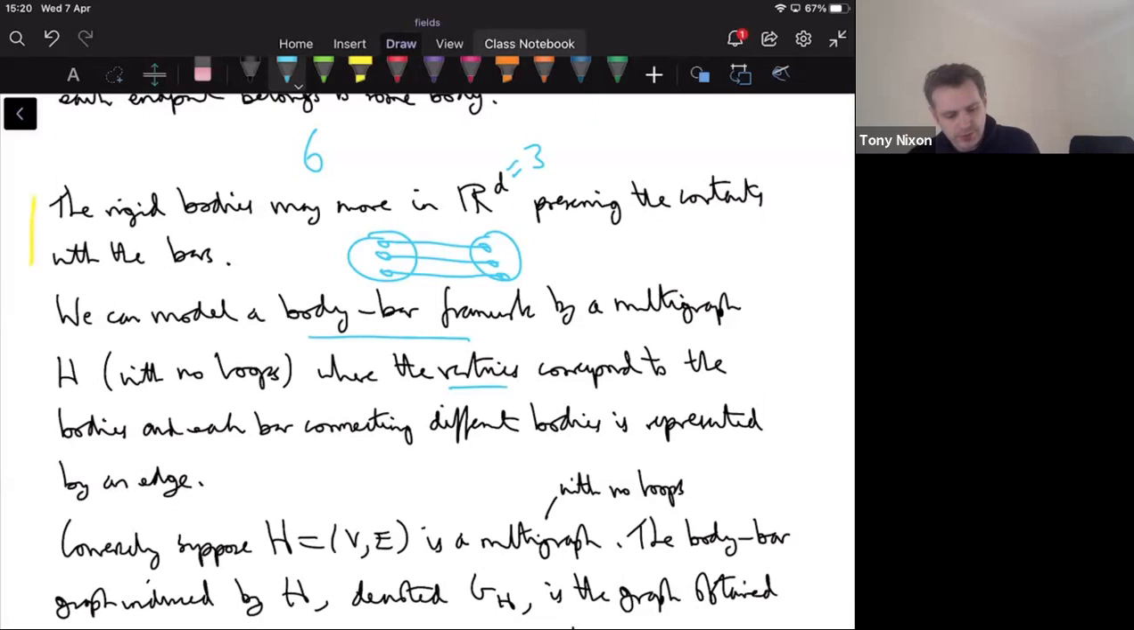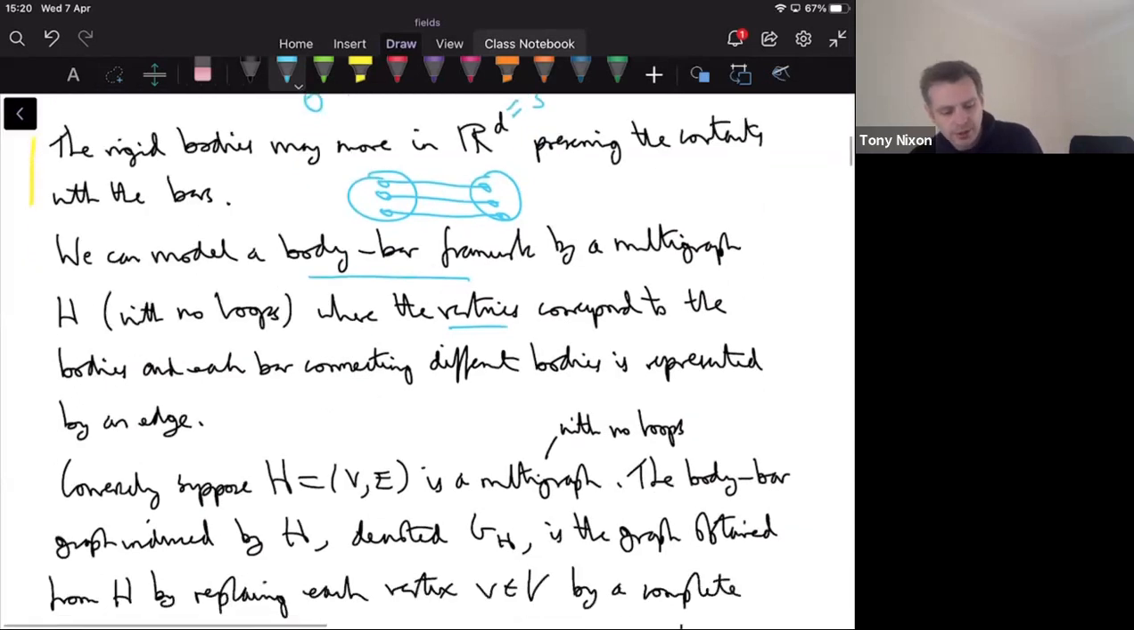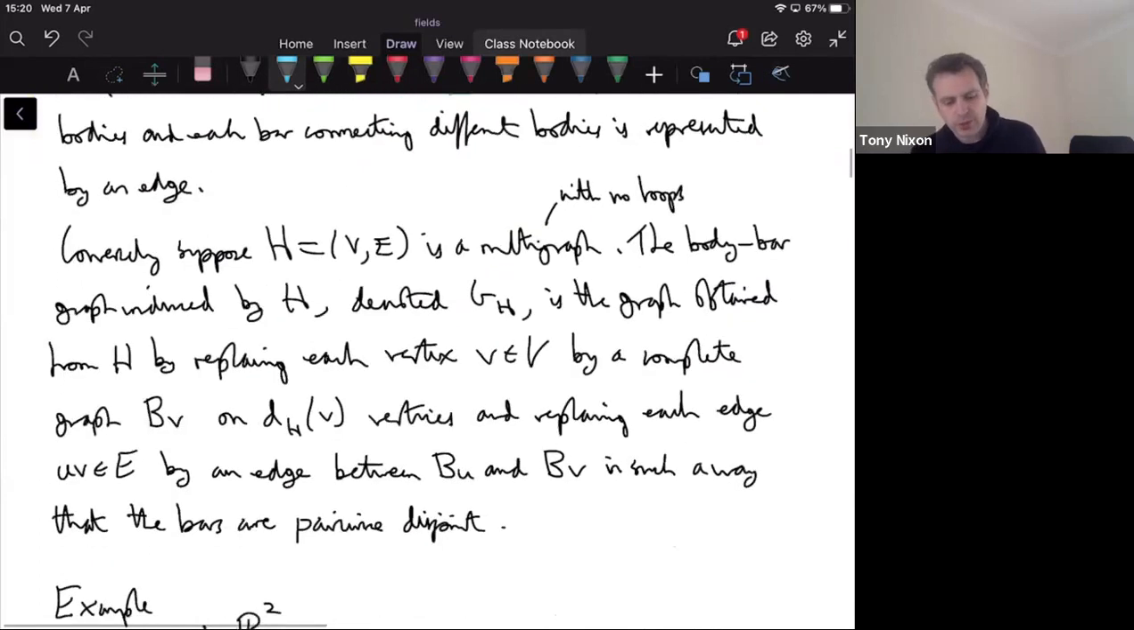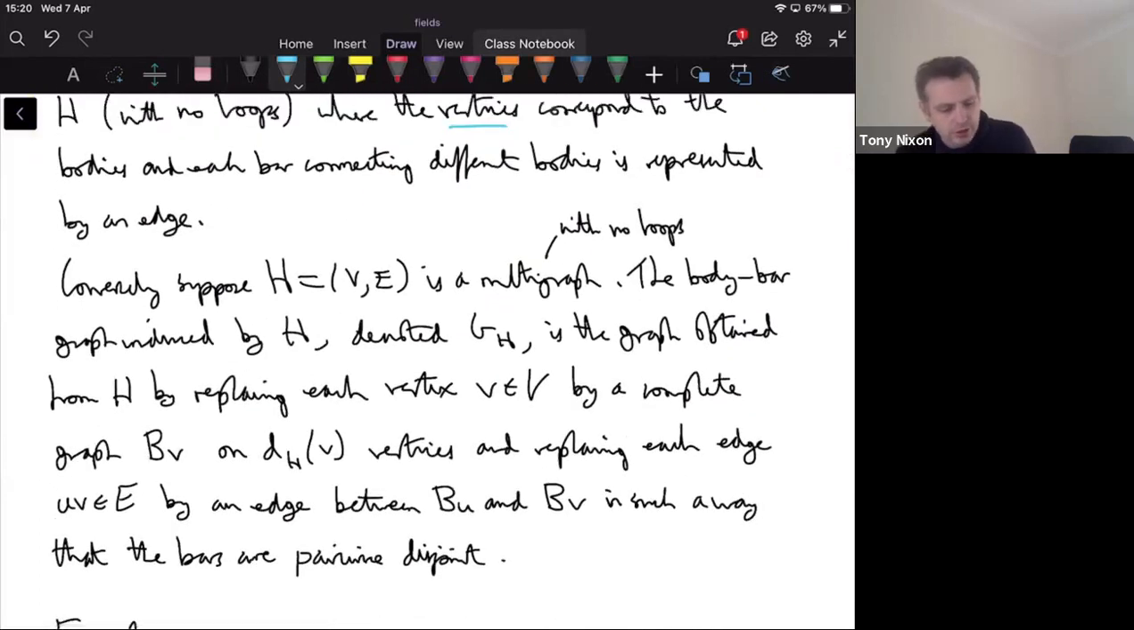Okay, so the Bodybar framework is modeled by a multigraph H. The vertices correspond to bodies, and each bar connecting different bodies is represented by an edge. We go the other way as well, and maybe this becomes clearer with an example. So you start with a multigraph H, a loopless multigraph. Then we can define the Bodybar graph induced by this multigraph, G sub H, to be the graph obtained from the multigraph by replacing each vertex of H by a complete graph called B_v. So this is really the complete graph modeling the body.